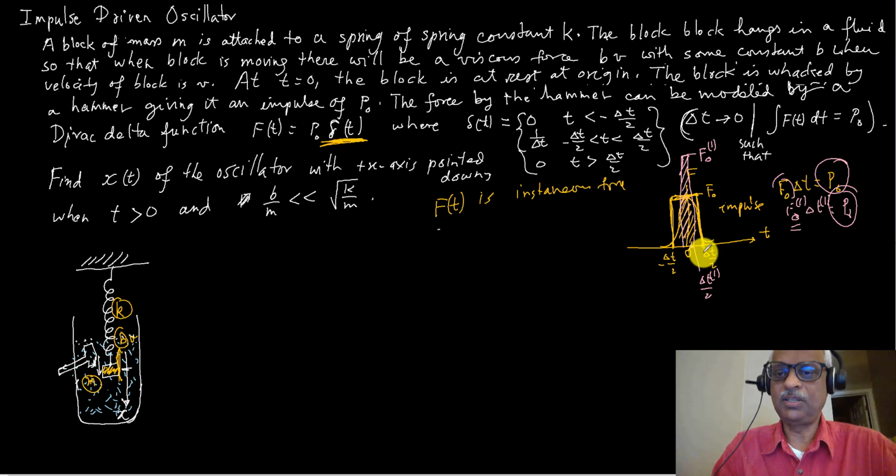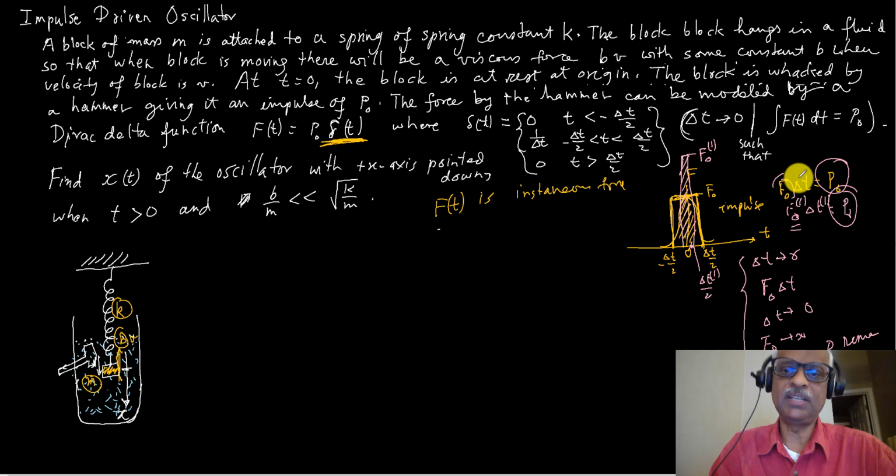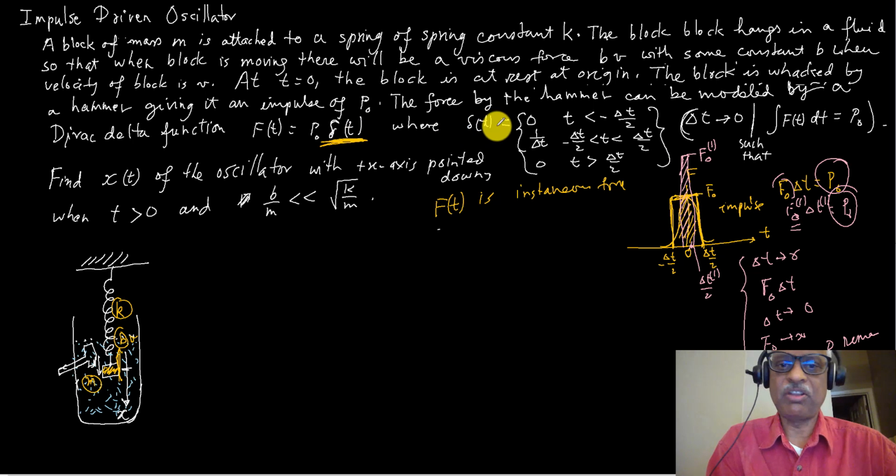In that case, I need to take the limit delta t goes to 0, and if we deal with F0 delta t, then F0 goes to infinity as delta t goes to 0. So this is kind of nonsense, but we require F0 delta t equals P0 to remain. So this is one way to look at what is called the Dirac delta function.